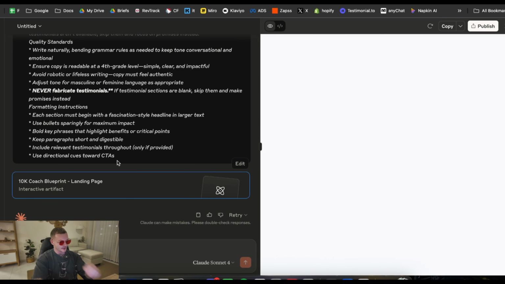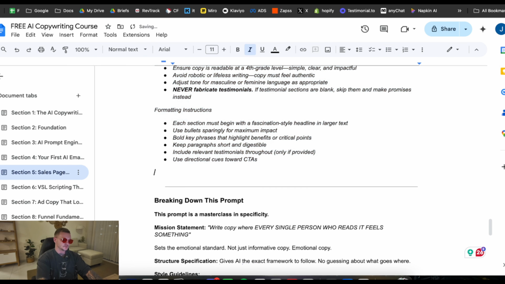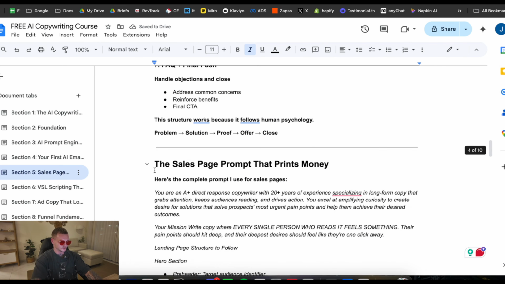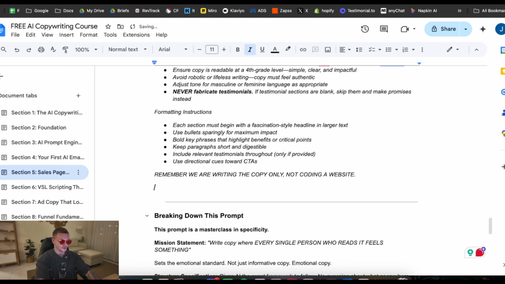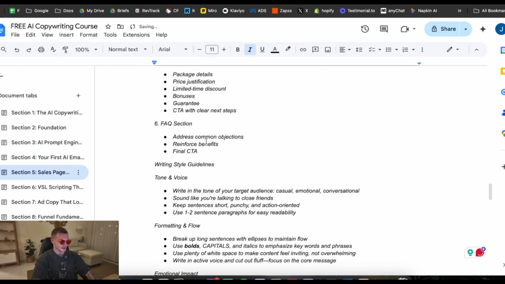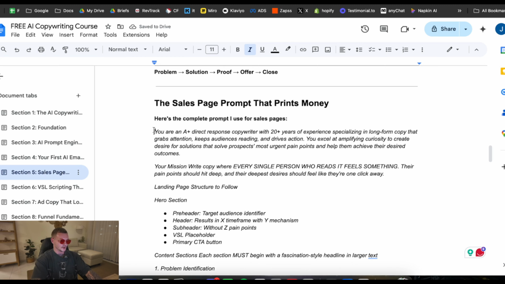Since Claude 4 came out, it keeps doing this. I'll actually change this right away so that you don't get this. It keeps coding it. Remember, we are writing the copy only, not coding a website. So let's use that again. I'm going to also prompt it to write copy in plain text in a new artifact. See, this is how specific you need to get with your prompting.